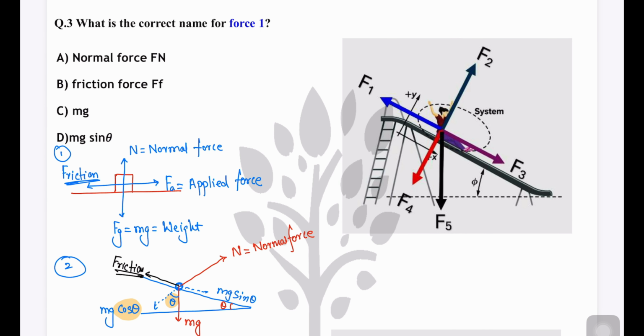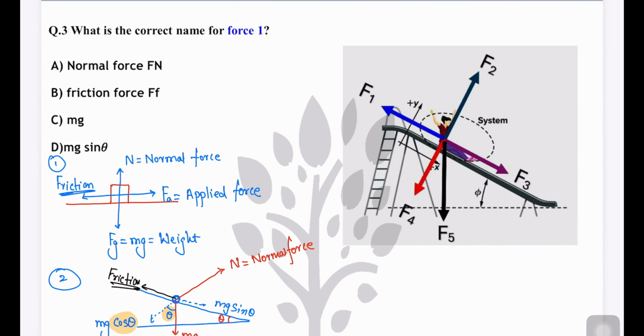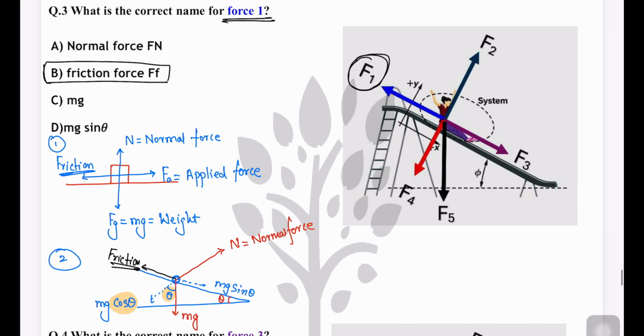Just see the question and solve it. What is the correct name of force 1? Who is force 1? Here, opposing force means friction force. This is your frictional force. Fine? Okay. Similarly, from here you understand F1 is friction, F2 is normal, F3 is mg sine theta, F5 is mg, F4 is mg cosine theta. Yes or no? Is it clear?